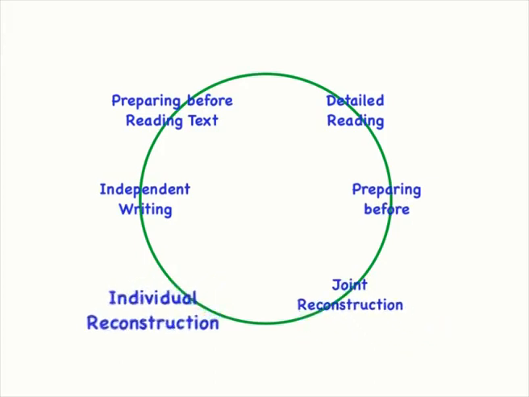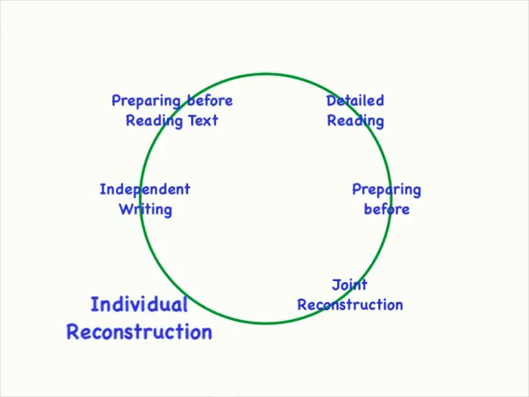In the individual rewriting stage, learners rewrite on their own. With stories, they rewrite a story with a similar theme and structure to the original text, with changed characters, settings, and circumstances. With factual texts, they rewrite the same text in more common sense terms using the notes they have developed with the teacher.